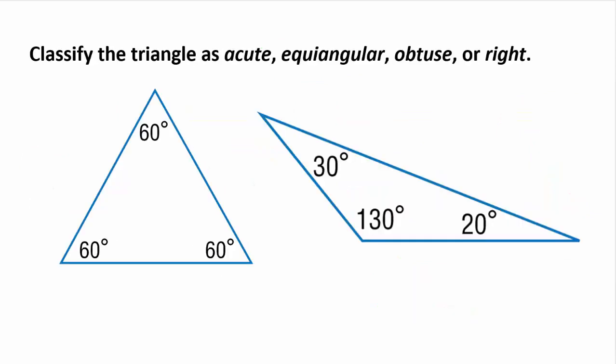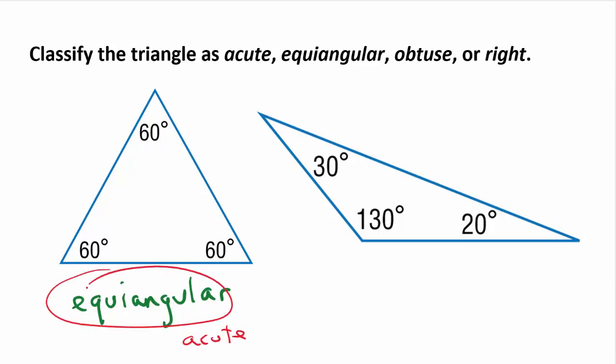So let's take a look at these two triangles and classify them as being acute, equiangular, obtuse, or right. The first one to the left here, we've got a triangle with three angles and each of them are 60 degrees, which makes this an equiangular triangle. Some of you may say, hey, but all those angles are acute. Can it be acute as well? It can be acute, but more specifically, it's going to be equiangular.